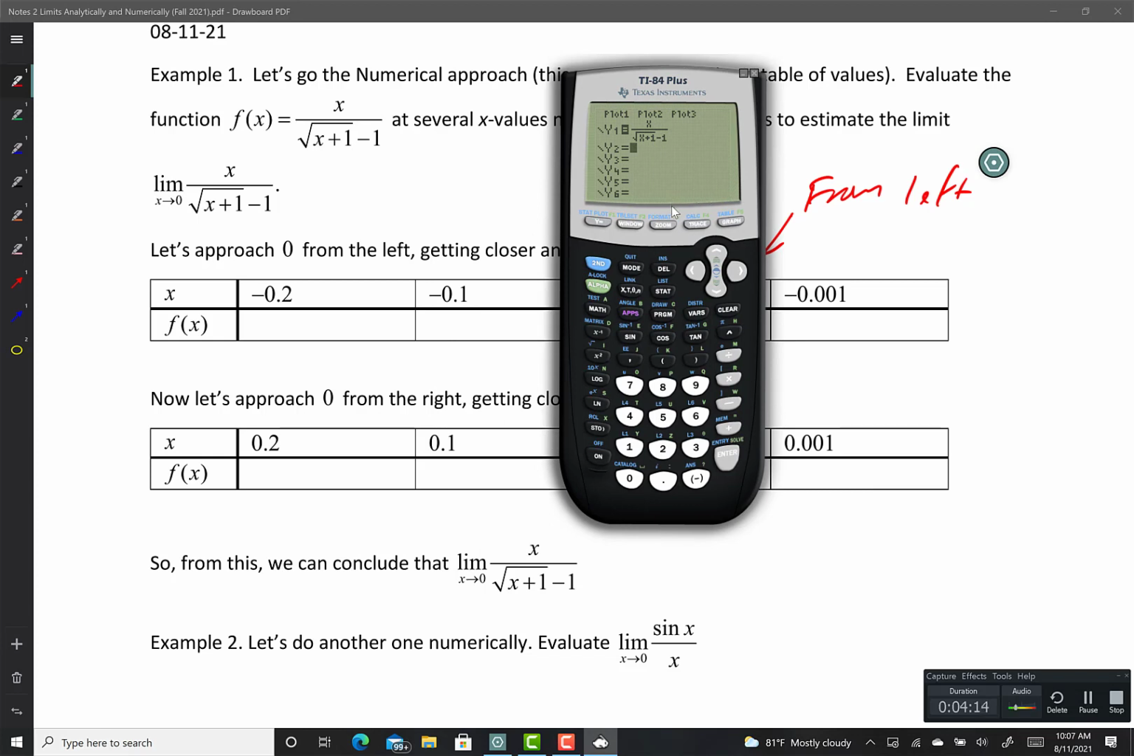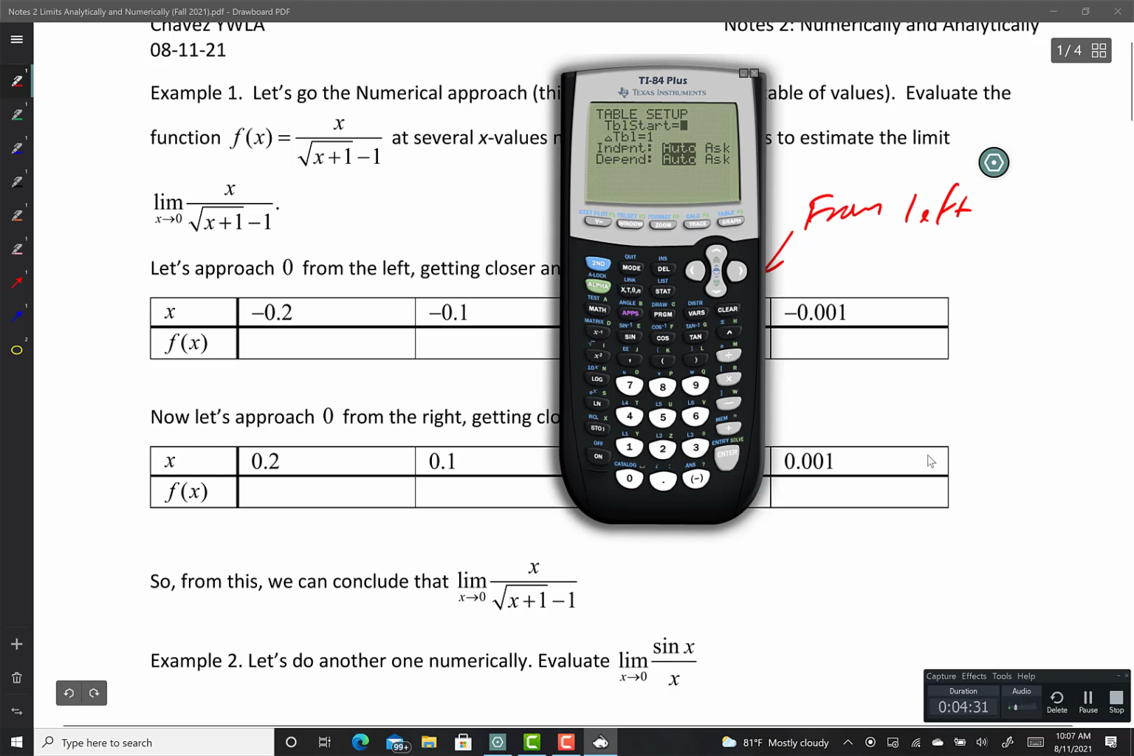All right. Now, before I click on table, I need to set my table because I want to be able to type those numbers in. So you see where it says table set in blue? It might be a different color in yours. So mine is second and then the window button. And I get this screen. I'll do it again. I push the second button and then the window button, which says table set.